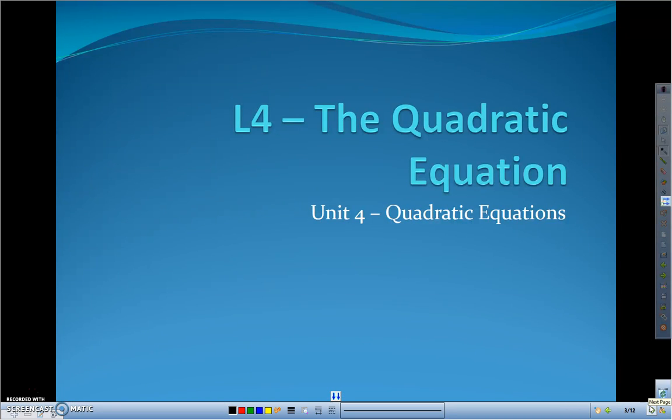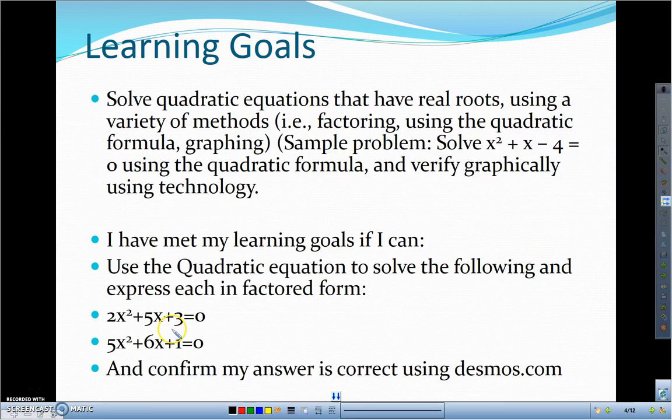So today we're going to be looking at the quadratic equation, and ultimately our learning goal for this unit is to be able to solve quadratic equations that have real roots using a variety of tools or methods. We've used factoring already. For this lesson, we're going to use the quadratic formula, which is what we're going to learn. We've learned how to graph.